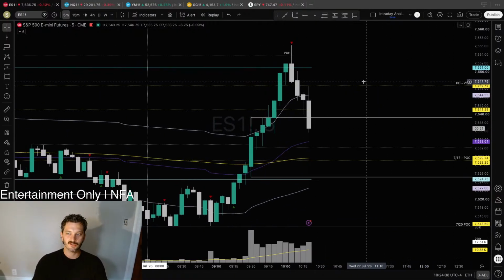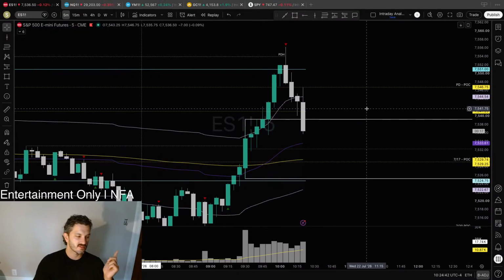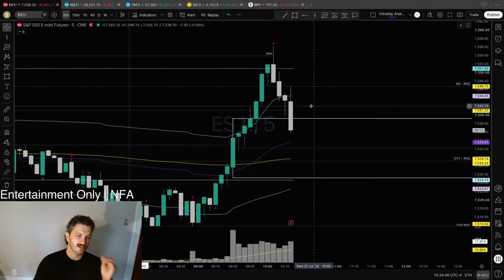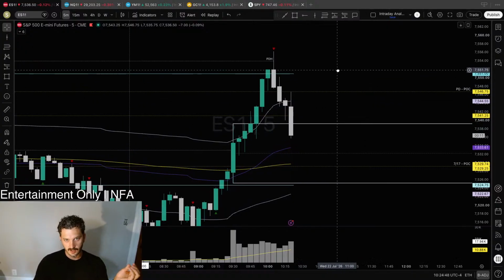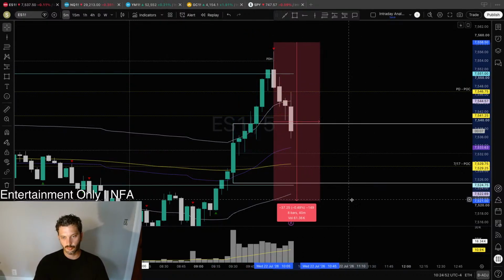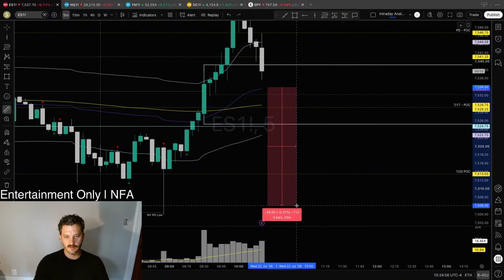But we did just take our previous day high, and now we're selling below our previous day point of control. So this thing could sell off from here. This could have been a manipulation move up here in the previous day high, and now we could break below our ORB and our 200 EMA, and we could sell off.